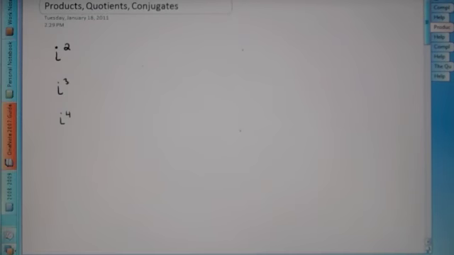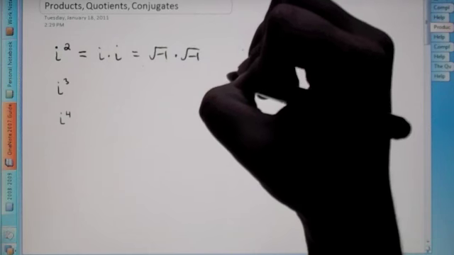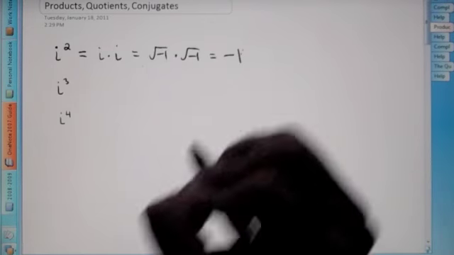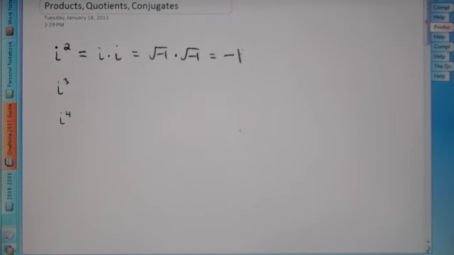Good day, Algebra 2. Today's lesson is called Products, Quotients, and Conjugates. We talked about i in our last lesson, the square root of negative 1. So we have certain powers here. We have i squared, which we said is i times i, which means root negative 1 times root negative 1. When you do root times itself, the roots just cancel out, so our answer is negative 1. So i squared is equal to negative 1.